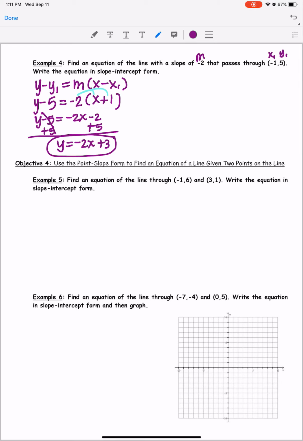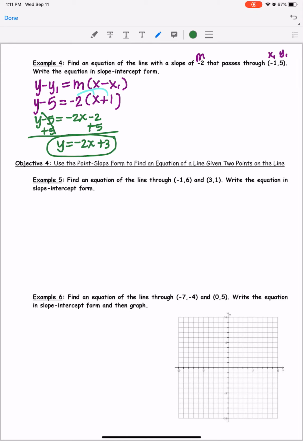Now, on objective 4, we're using point-slope form to find the equation given 2 points. When you use this point-slope form, you need the slope. Well, this problem doesn't give me the slope. It says find the equation of a line through this point and this point, write the equation in slope-intercept form. So I'm given 2 points, but no slope. Well, I can find slope with 2 points.